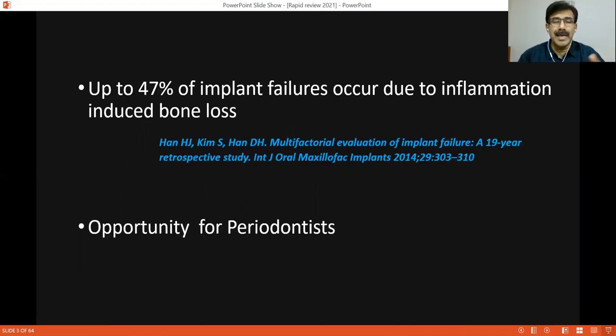Now, when we look into the implant failures, we find this study that came up in 2014 by Han, and this gives us data that approximately 47% of implant failures occurred due to inflammation-induced bone loss. Now, 47% of the total implants that you are going to place, that is a big figure. So, as a periodontist, here is your opportunity. Every other specialist will be doing cases, but you will have to manage the disease or the lesion that is induced due to inflammation in relation to an implant. And that is exactly what we are going to discuss today.